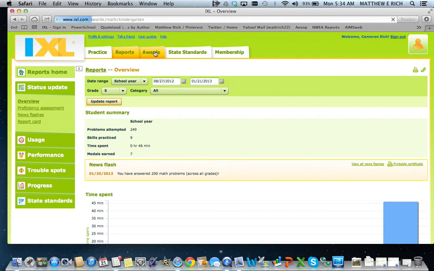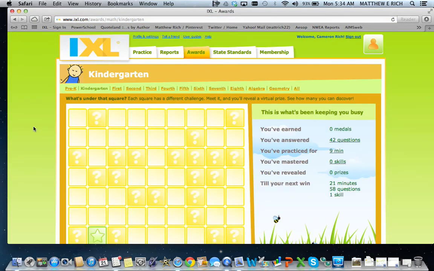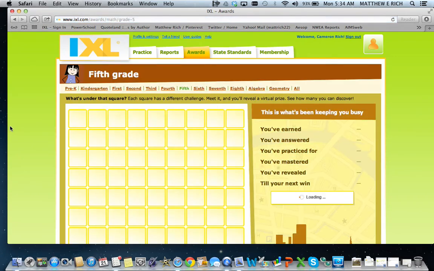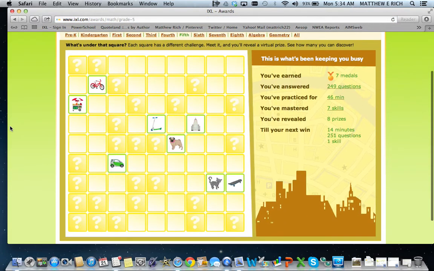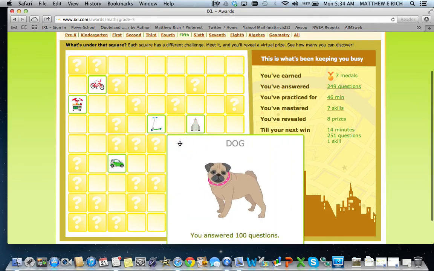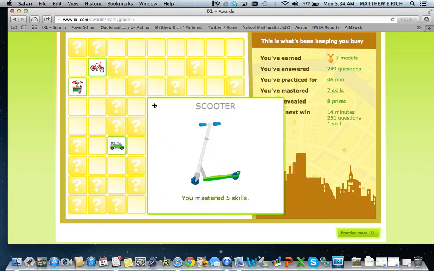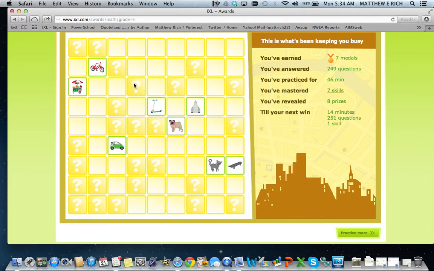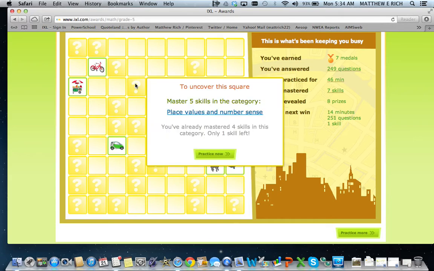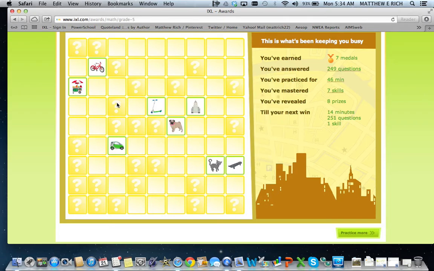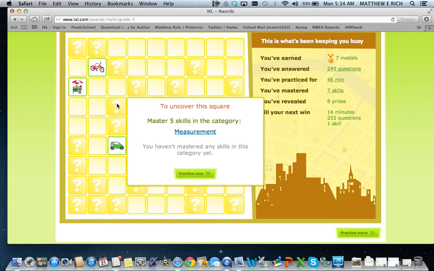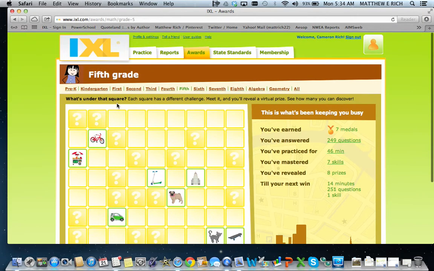Finally, throughout the process, the child will see awards. And if we look back at those fifth grade awards that this child is working on, after he gets a certain set of skills, he'll get little awards on his bingo card. He got the dog for answering 100 questions. He got the scooter for mastering 5 skills. To get this next question mark, he needs to practice one more skill in place values and number sense. To get this question mark, he needs to practice 5 skills in measurement.